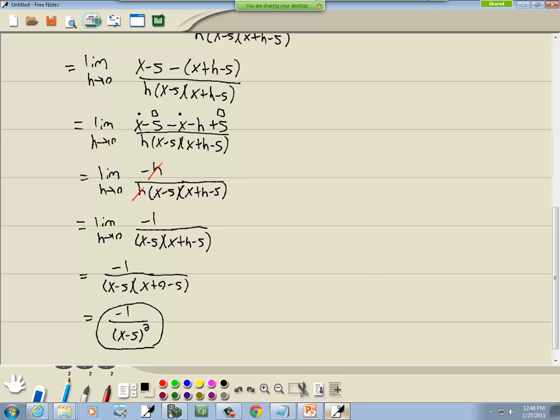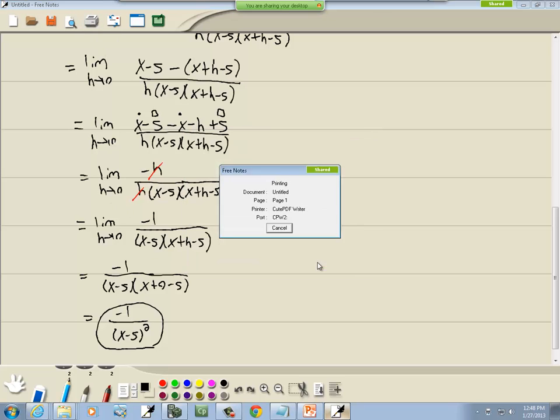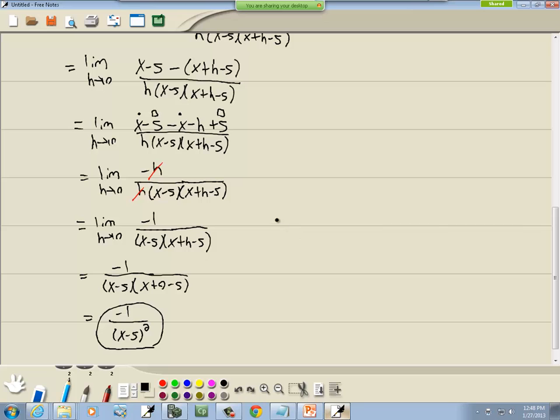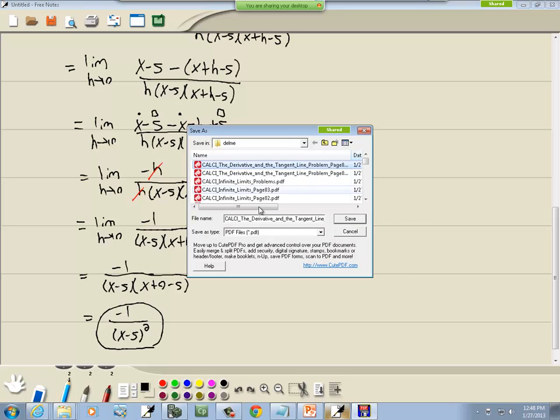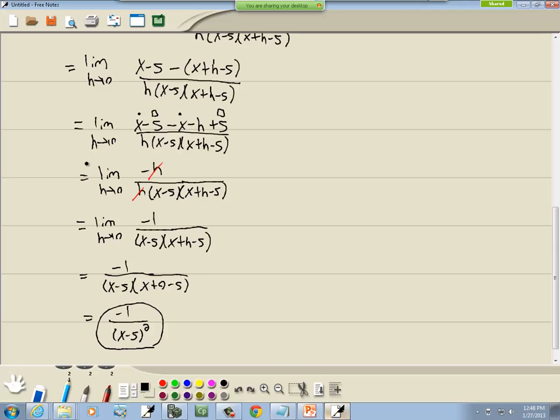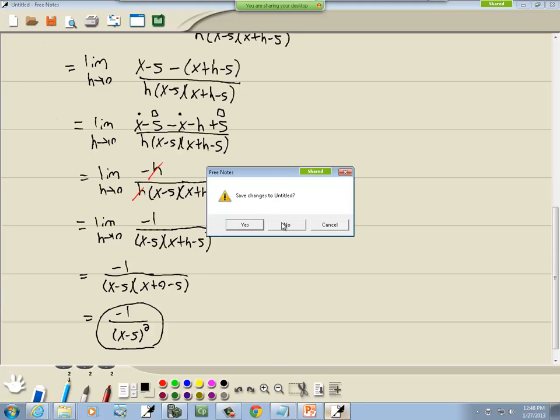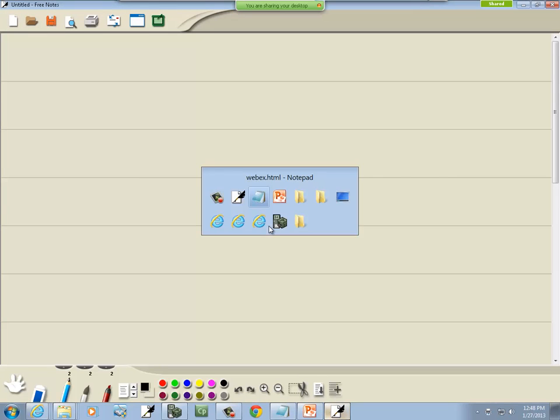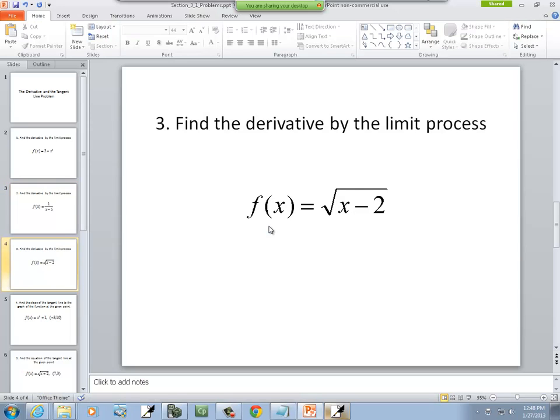Let's save that page. Grab a drink also, and then we'll work the next problem.